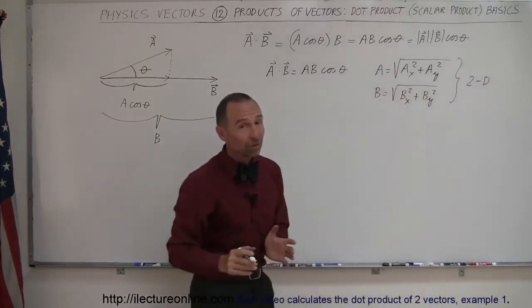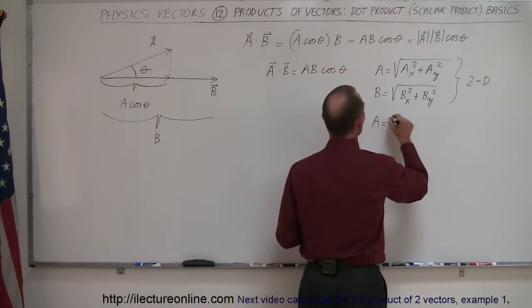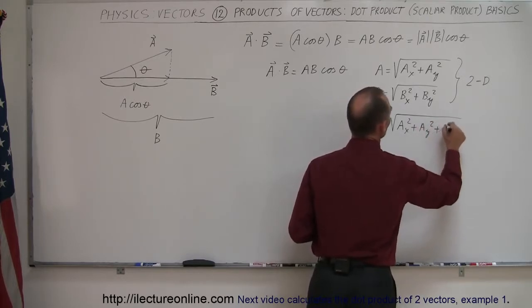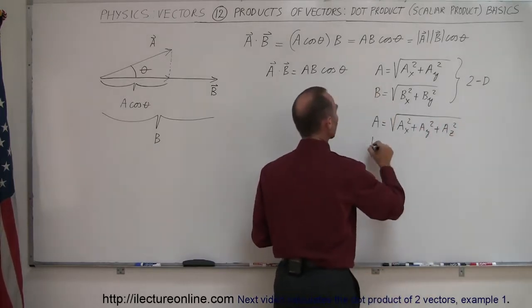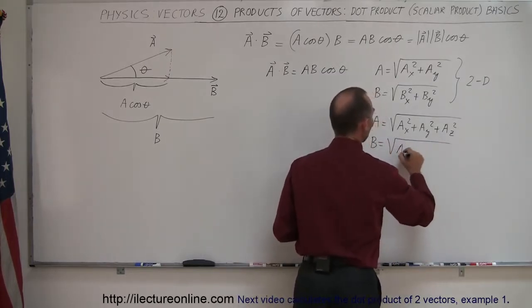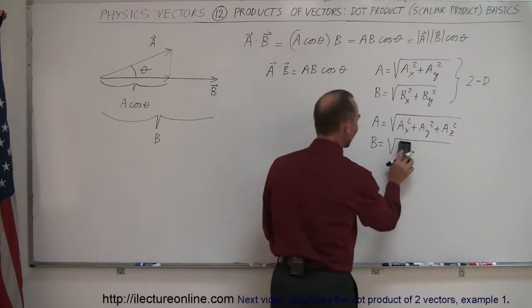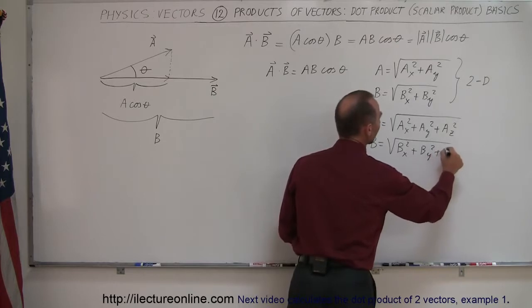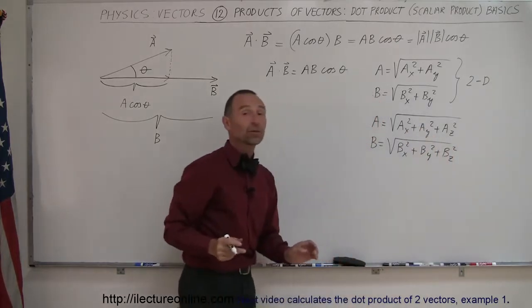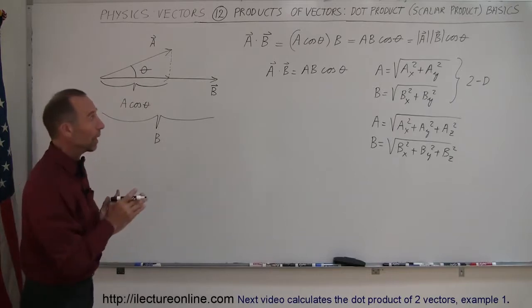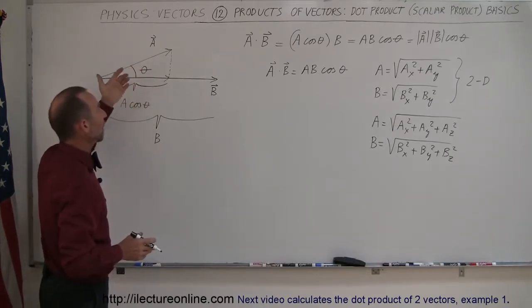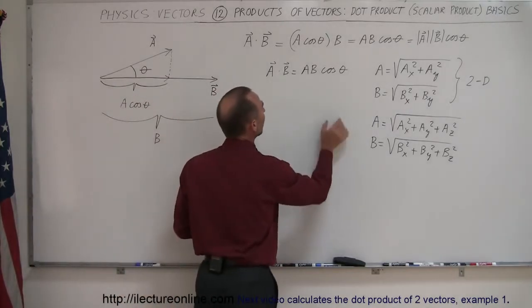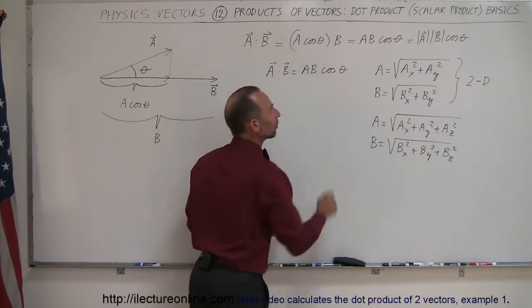If we have 3-dimensional vectors, then the magnitude of A would simply be the square root of the x component squared plus the y component squared plus the z component squared, add it together and take the square root. And for B, that would be B sub x squared plus B sub y squared plus B sub z squared. So that's how you find the magnitudes. So if you want to take a dot product, you take vector A and vector B, find the x, y, and z components, square them, add them together, take the square root, so you find the magnitudes of the two vectors, multiply that together, times the cosine of the angle between them.